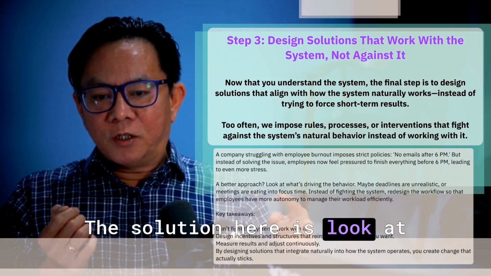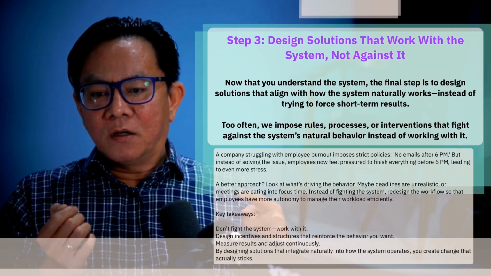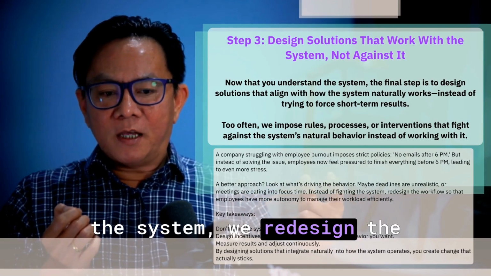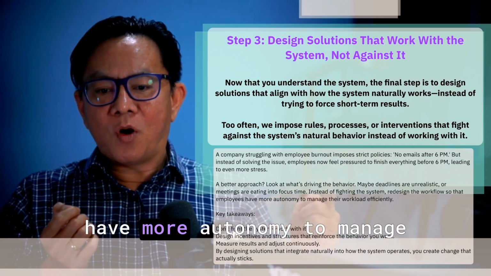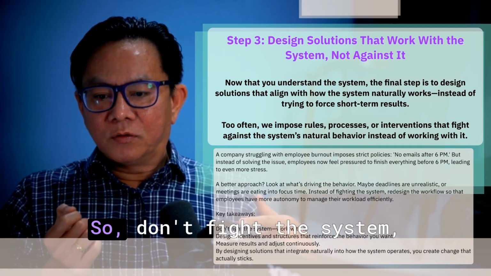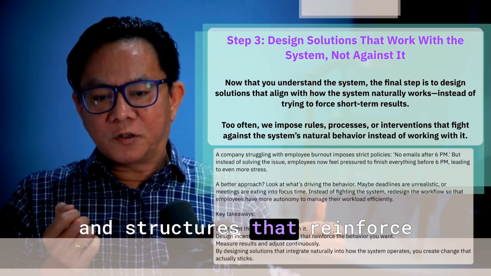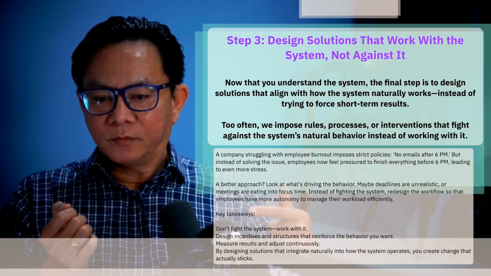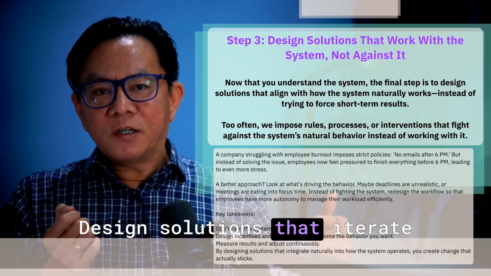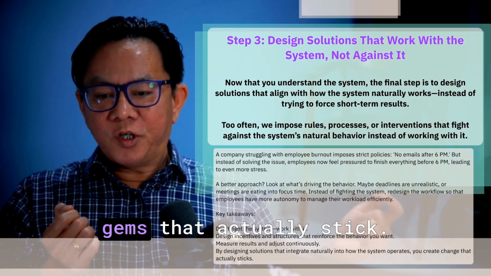The solution here is to look at what's driving the behavior. Maybe the deadlines are unrealistic, or there are too many meetings and not enough focus time. Instead of fighting the system, we redesign the workflow so that employees have more autonomy to manage their work efficiently. So, don't fight the system, work with it. Design incentives and structures that reinforce the behavior you want. Measure the results and adjust continuously. Design solutions that integrate naturally into how the system operates so that we can create change that actually sticks.